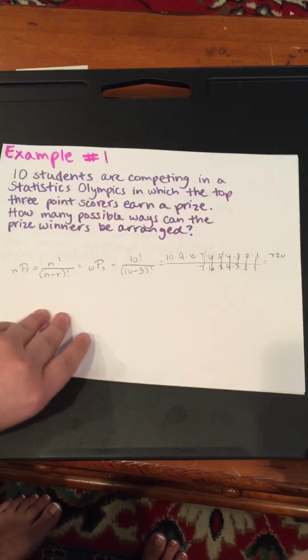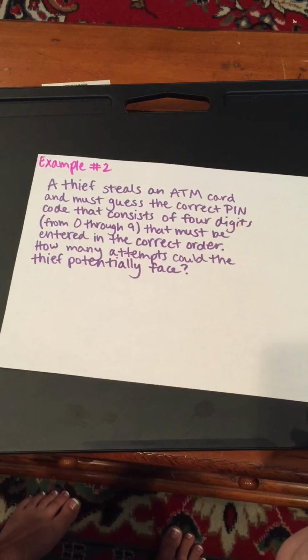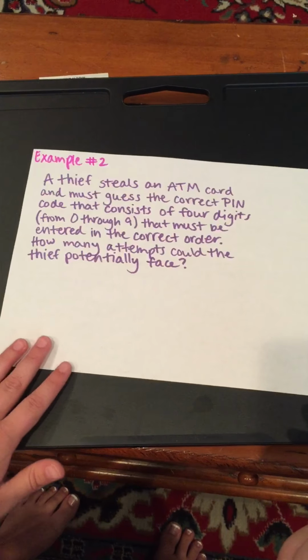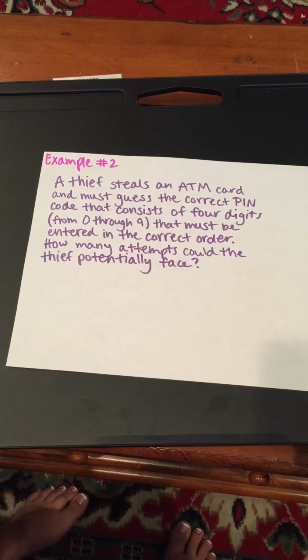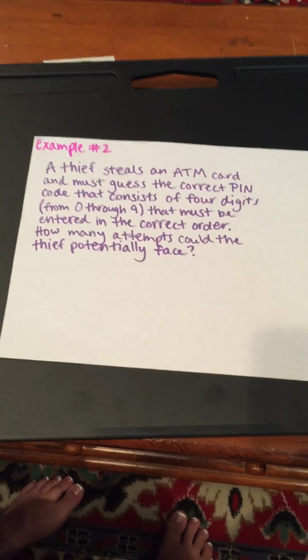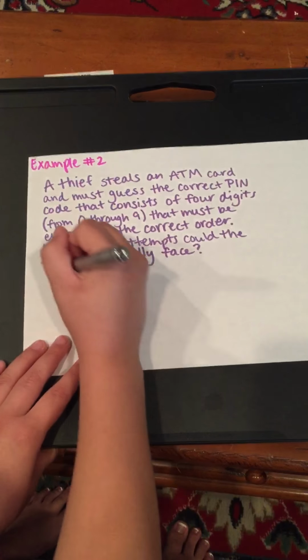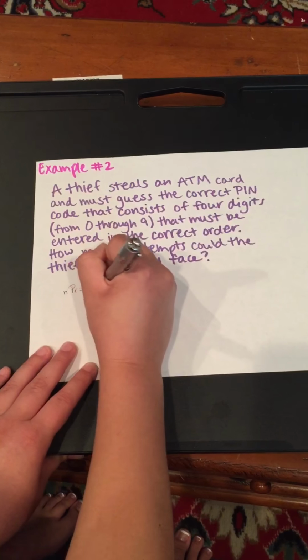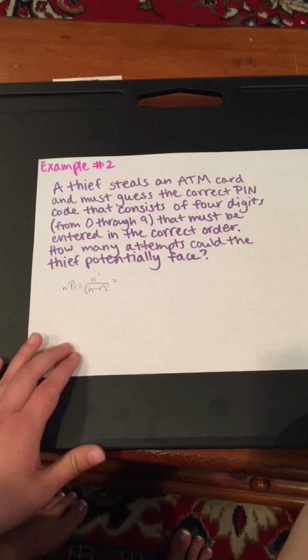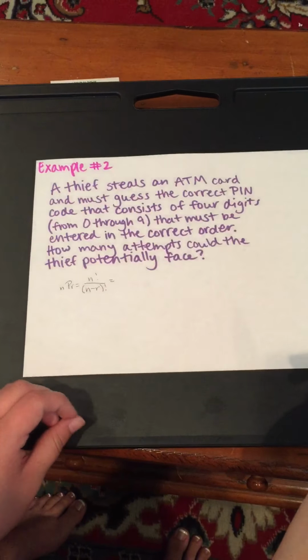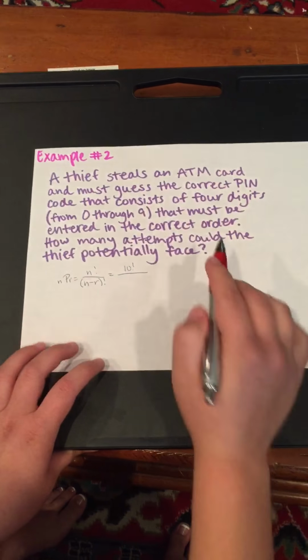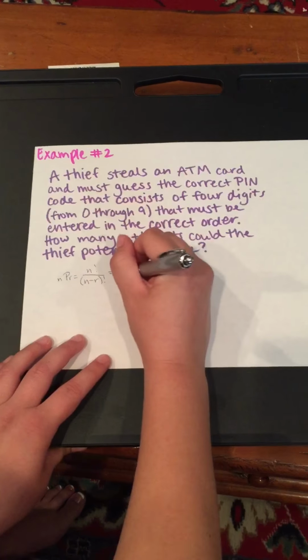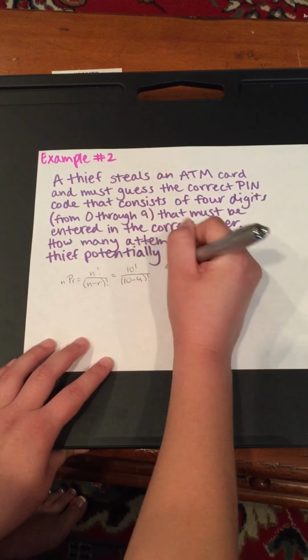So if we look at another example, here we have a thief who steals an ATM card and must guess the correct PIN code that consists of 4 digits from 0 through 9 and must be entered in the correct order. How many attempts could the thief potentially face? So here we'll set up our expression again. And this time, since 0 through 9 is going to be 10, we have 10 factorial over, and since it's a 4-digit combo, 10 minus 4 factorial.